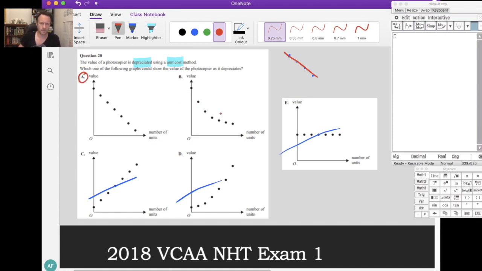This one is not losing the same amount each time. Simple as that. Depreciating, dropping in value, unit cost, dropping by the same amount for each unit, whatever that might be. Might be every page, every 1,000 pages, etc. Alrighty.